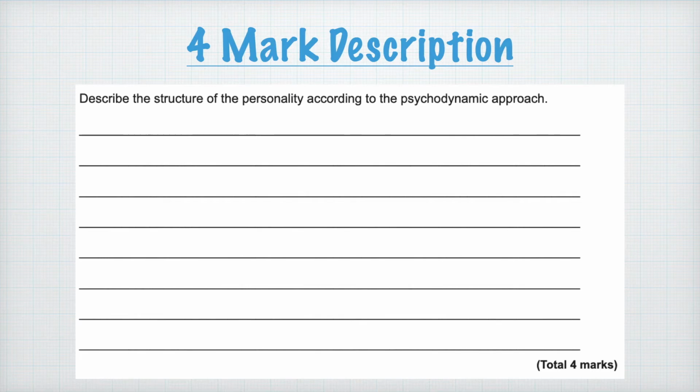Okay, question 4 is a 4-mark outline question on the structure of personality. So remember, this is about the id, the ego, and the superego. Now obviously there's loads that you could say about this, but like with all things, and like I said at the beginning of the video, you need to pick and choose what you're going to say, because you could easily write 6 marks or more on the structure of personality.